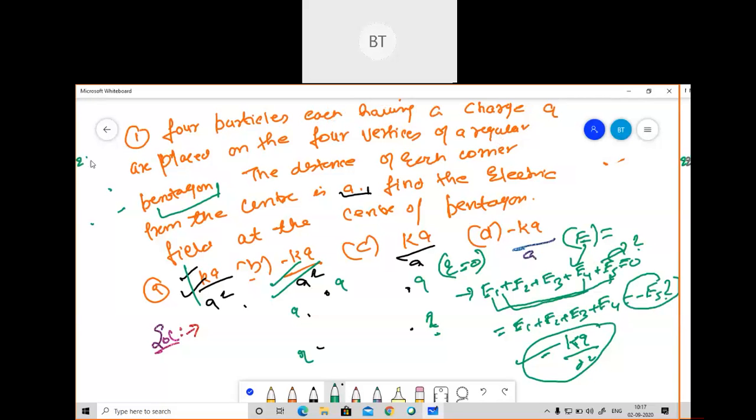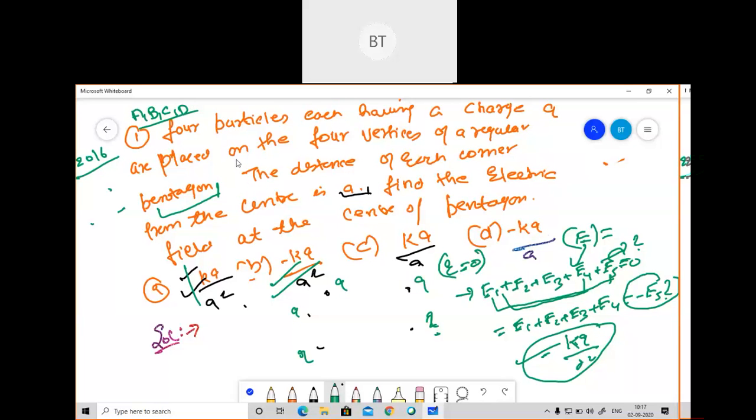If you have the 10-year papers, in the 2016 GATE paper you will find four codes: A, B, C, D. So you will find this question there too, and similar questions are there. If they ask you this question in code A, then in code B they will ask some question based on the point charge only.